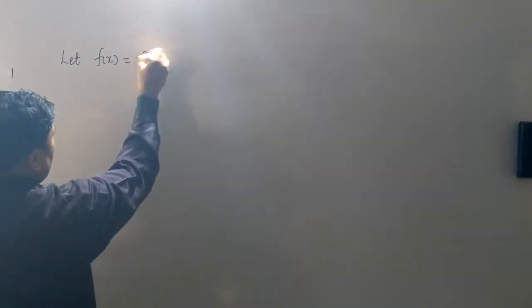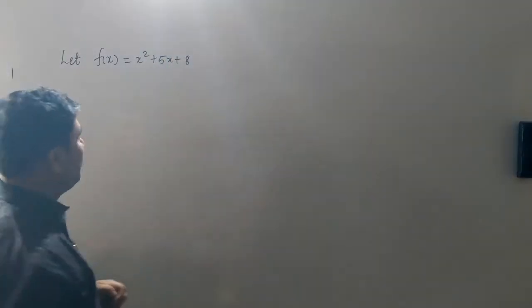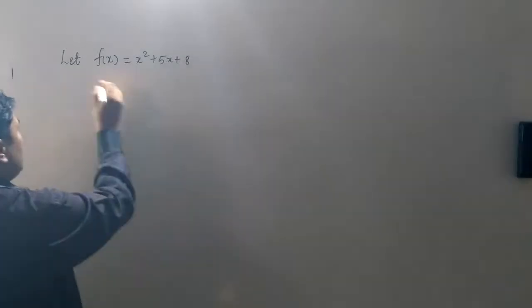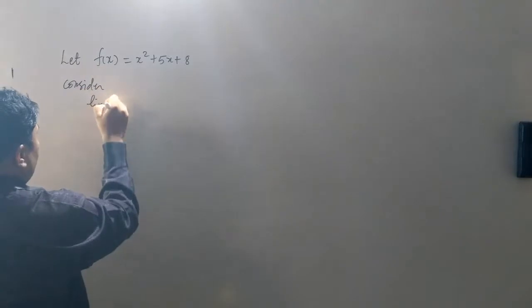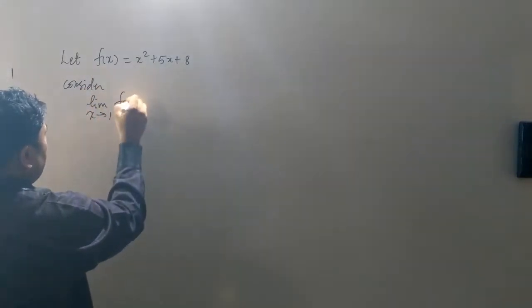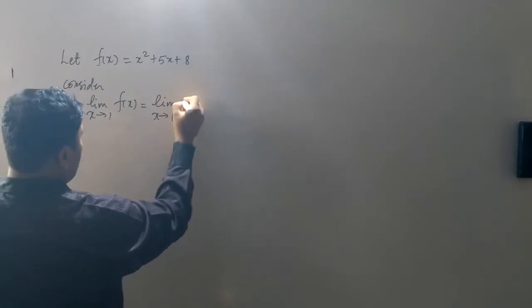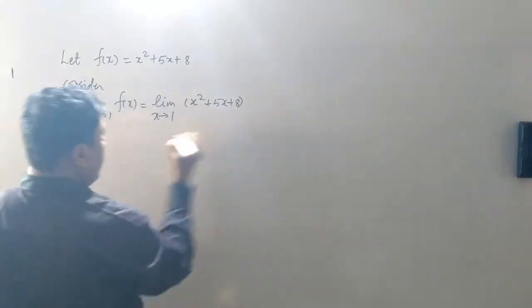Now we will see another example for the limit. For example, we have the function f of x is equal to x square plus 5x plus 8, and now we want to find the limit for this function as x tends to 1. So we consider limit x tends to 1 f of x. This is equal to limit x tends to 1 x square plus 5x plus 8.